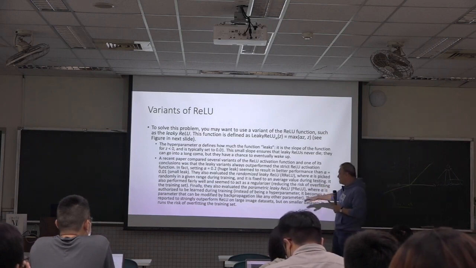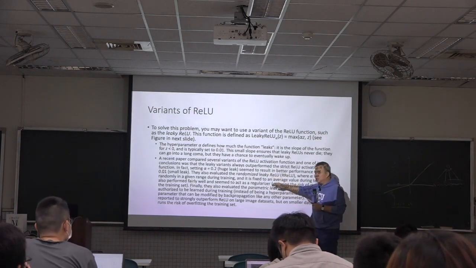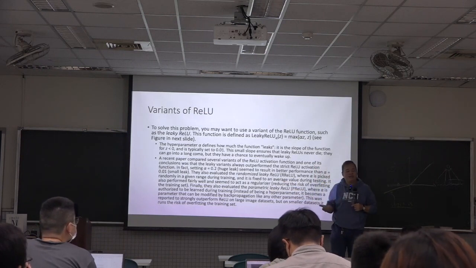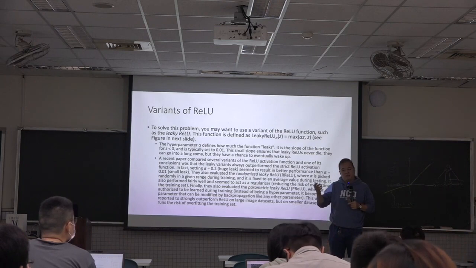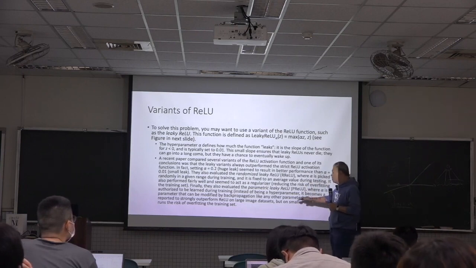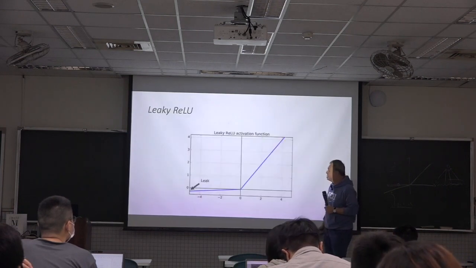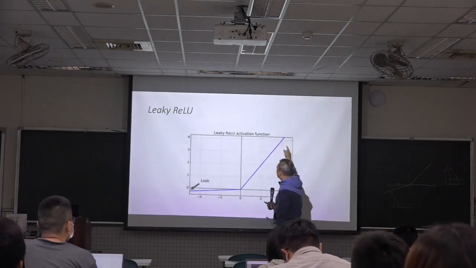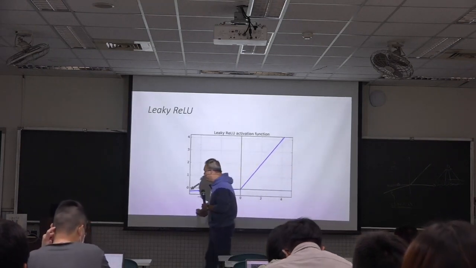So in some sense, this PReLU and the RReLU are opposite to each other. But both actually perform better than ReLU. RReLU helps you fight overfitting. PReLU may cause overfitting. So which one to use? So this is the leaky ReLU, as I said. You have a small gradient here.